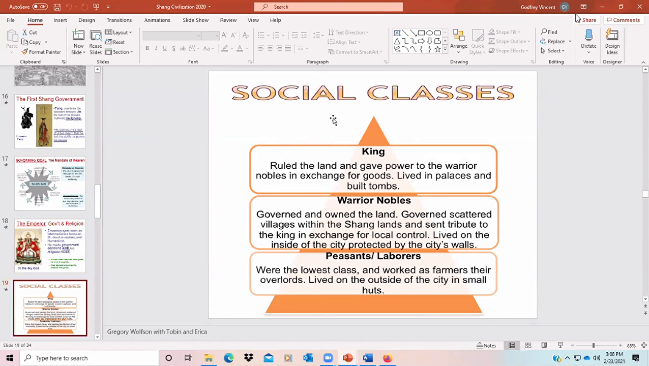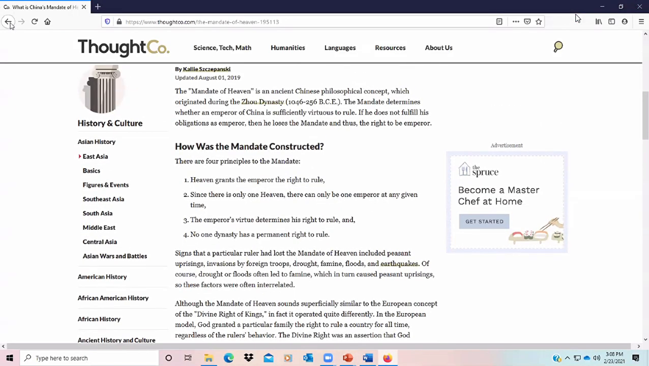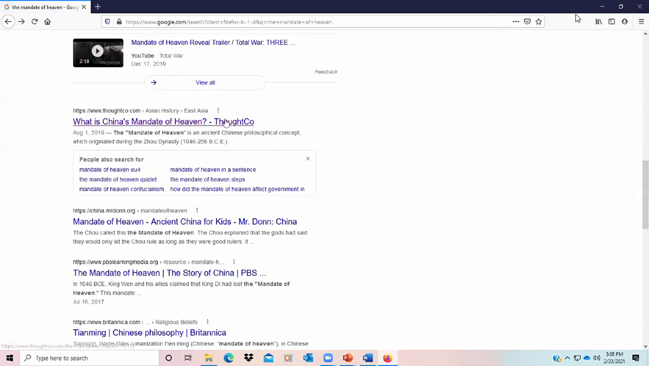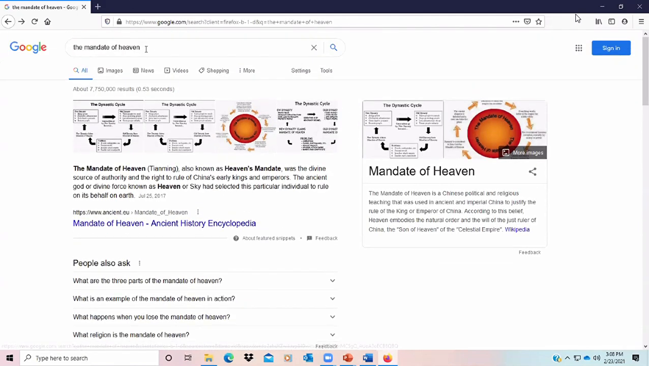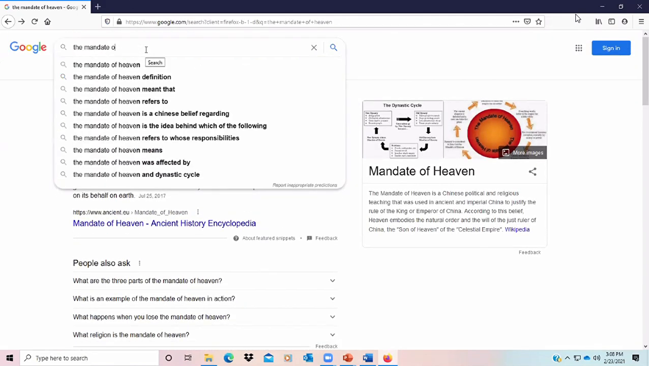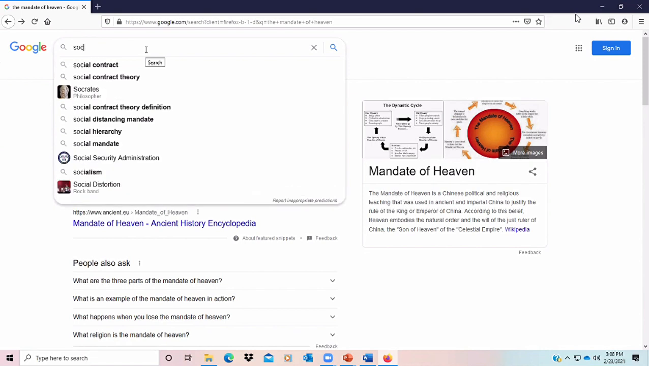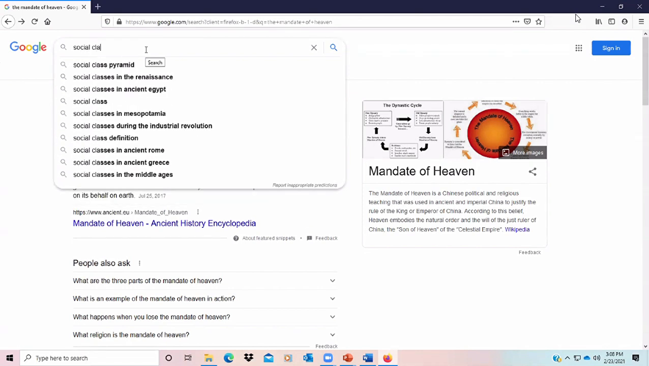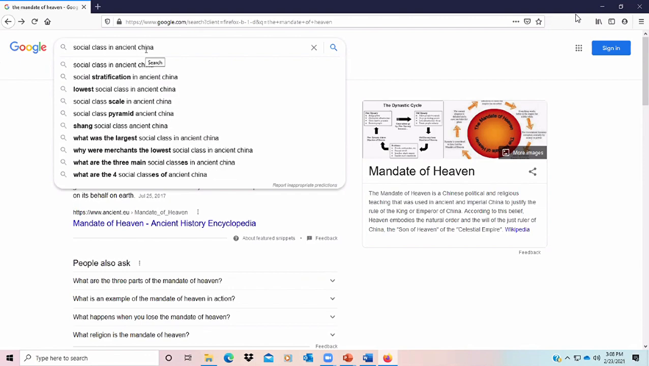And also in ancient China, the classes and social hierarchy. How do we prove that? Let's go again. If you want to say social class in ancient China.